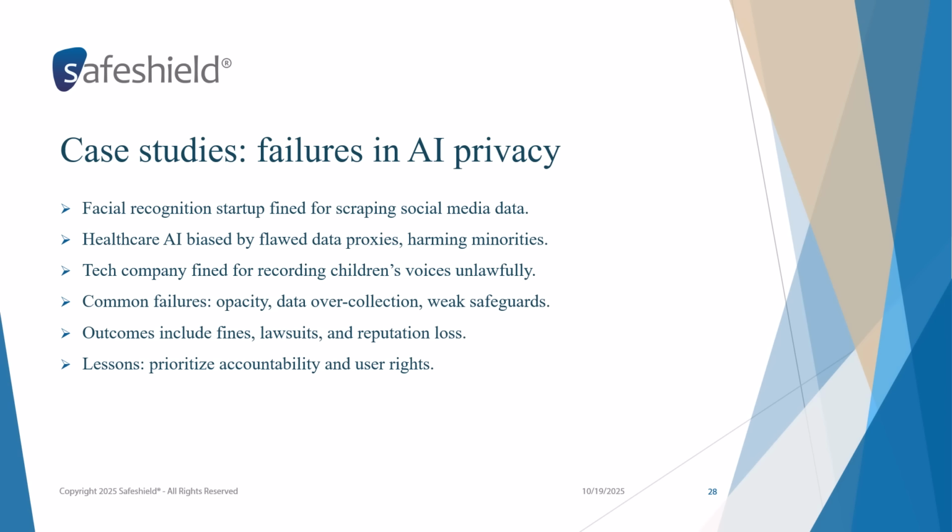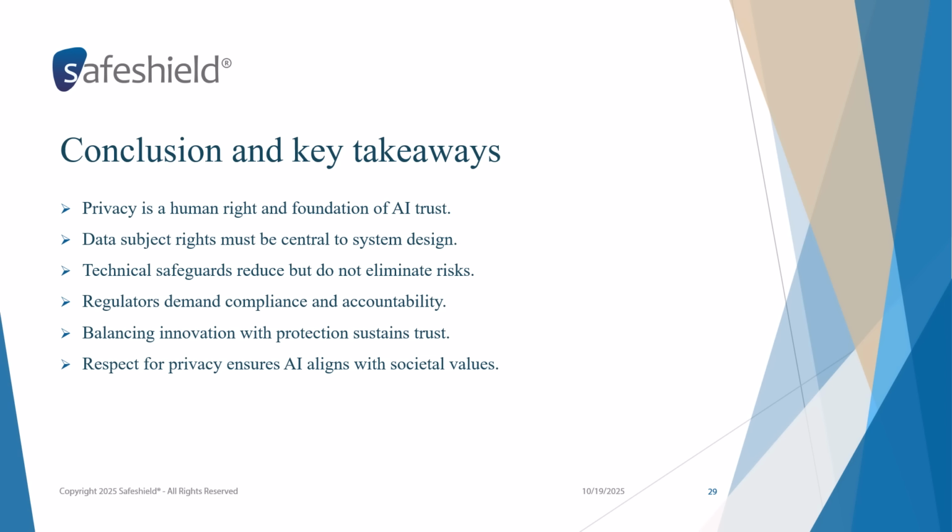As we conclude this session on privacy and data protection in AI systems, let's reflect on the key lessons. First, privacy is not just a regulatory box to tick. It is a fundamental human right and a foundation for trust in AI systems. Protecting it requires embedding principles such as lawfulness, fairness, transparency, data minimization, and accountability throughout the AI lifecycle.